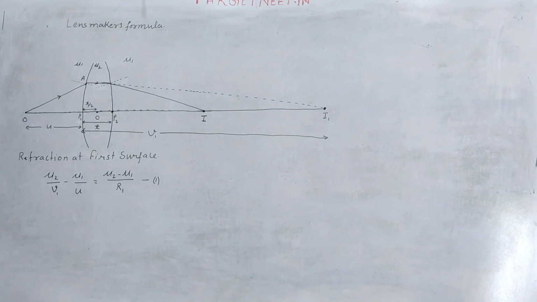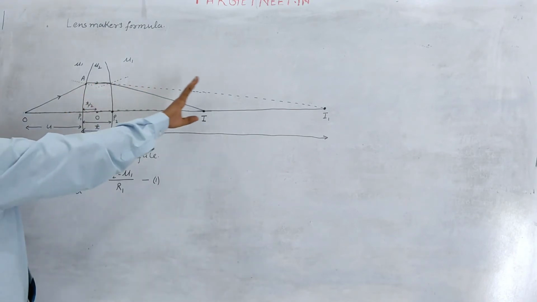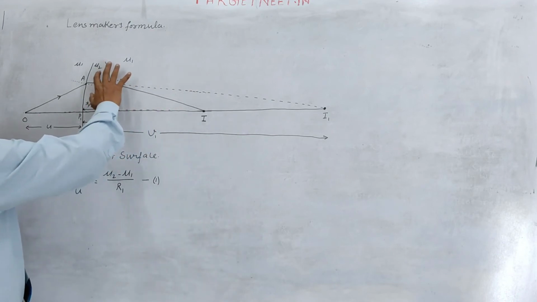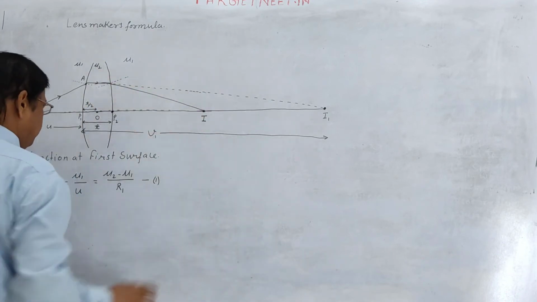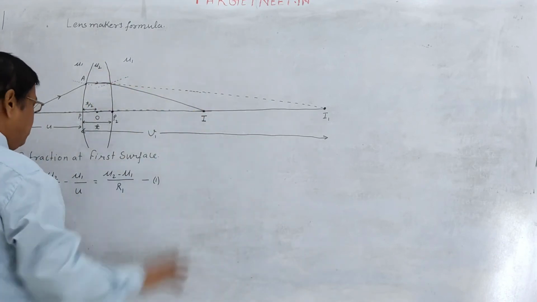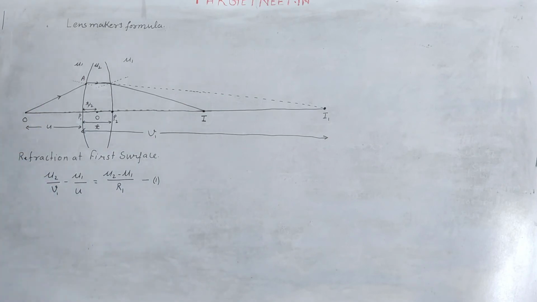But the image will be formed at I1 only if the mu2 medium continues up to I1. Otherwise the final image will not be at I1. Now I1 behaves like an object for the second refracting surface because there will be a second refraction here.